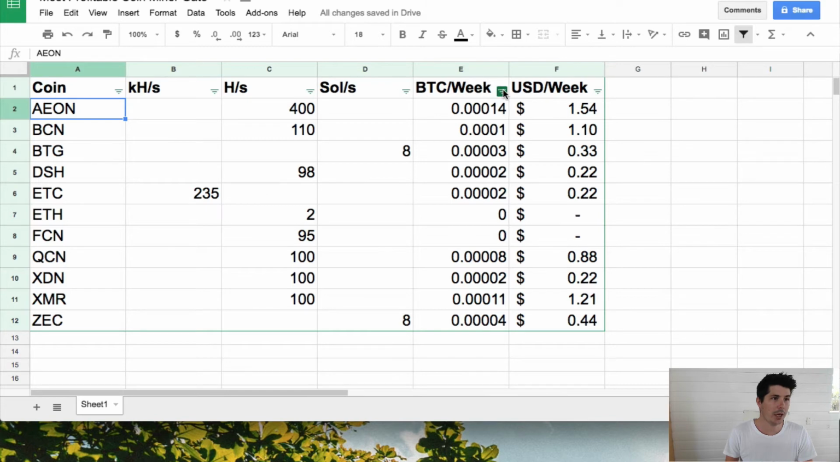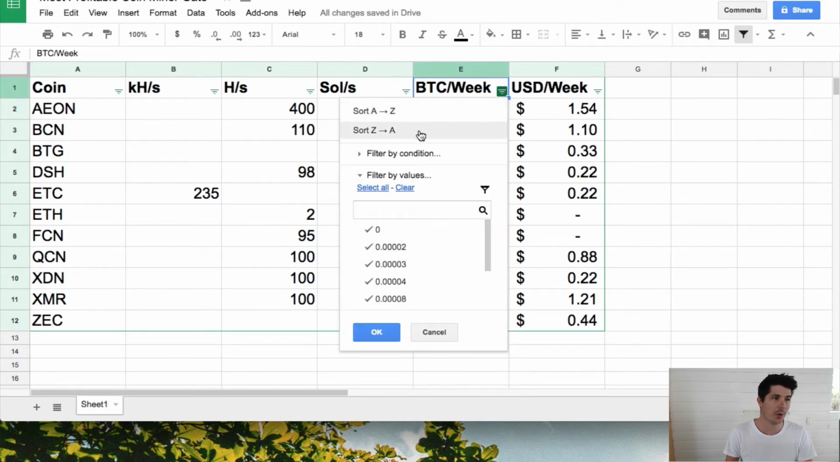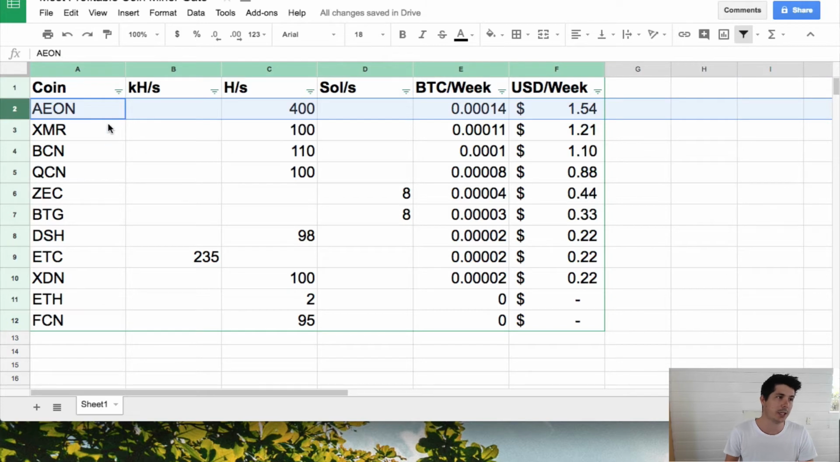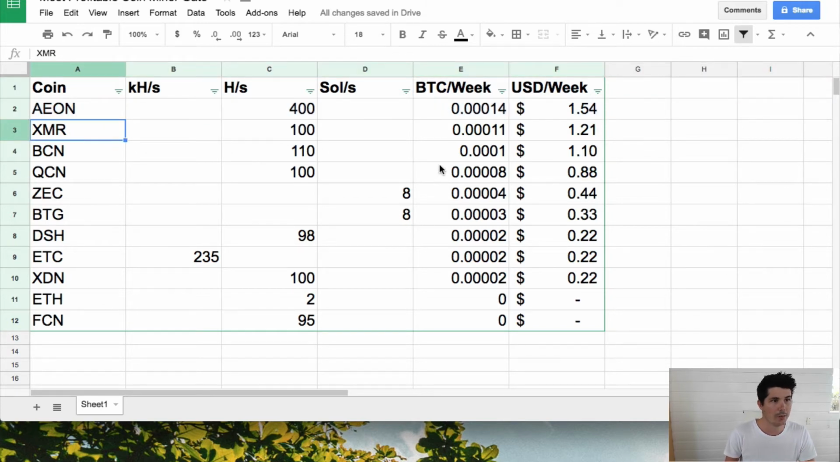So let's go ahead and organize this by Bitcoin per week from high to low. And we can see that the coin that wins out is actually the Aeon coin, not Monero itself. And so we can see after 1 week with my computer, I would end up with 0.00014 Bitcoin per week, or $1.54 per week.